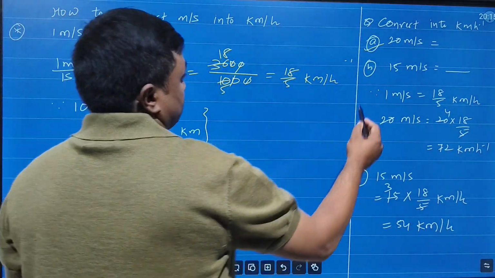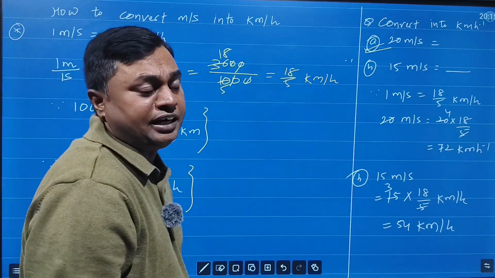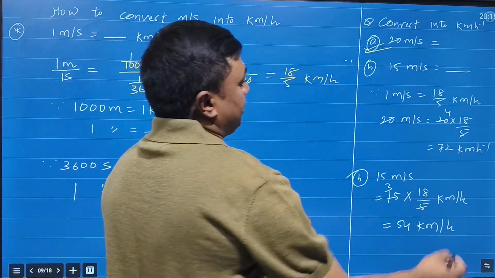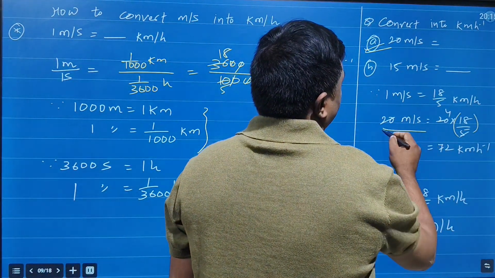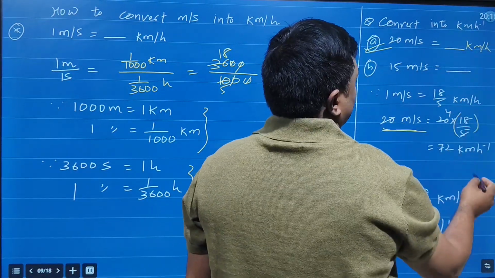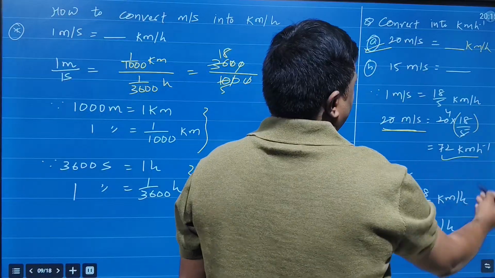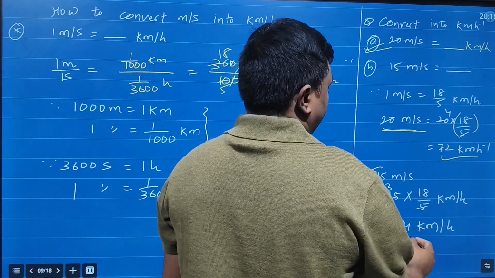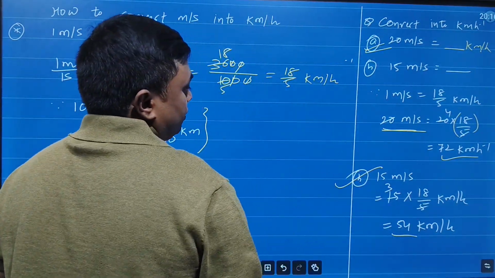So if you want to convert meter per second into kilometer per hour, you have to multiply by 18 by 5. 20 meter per second is equal to dash kilometer per hour. 5 fours are 20, 18 fours are 72. Similarly we can solve for 15, we will get 54.